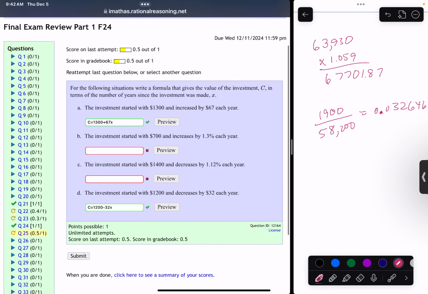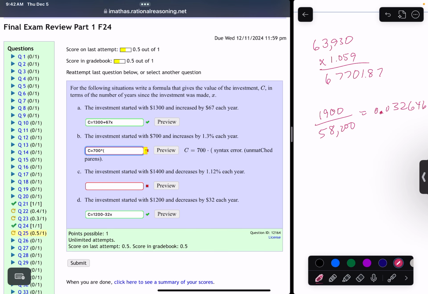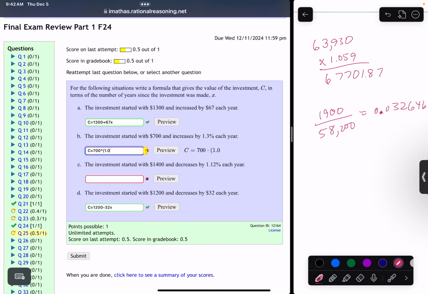Okay, now let's look at these middle two here. Now that one is an increase by a percentage, so it needs to look like an exponential function. So it's going to be C equals your starting value times, oh, there's where my 8 came from, times 1 point. Now we're going to increase, so 100 plus, or 1 plus 0.13 to a power of n. Oh, x. Here's our x's.